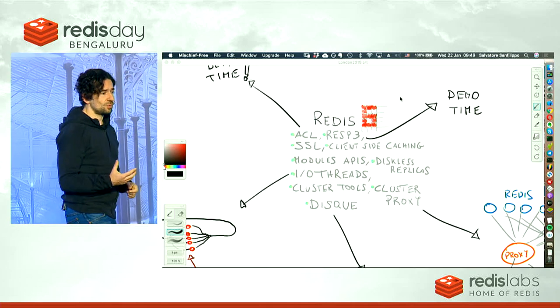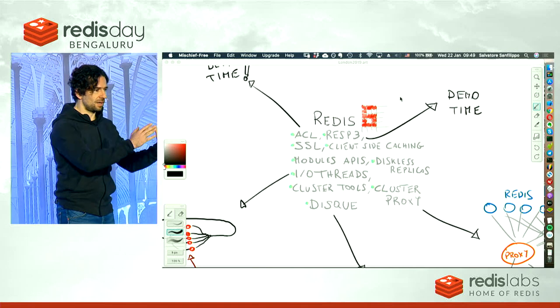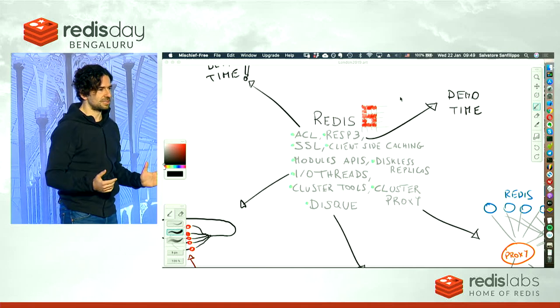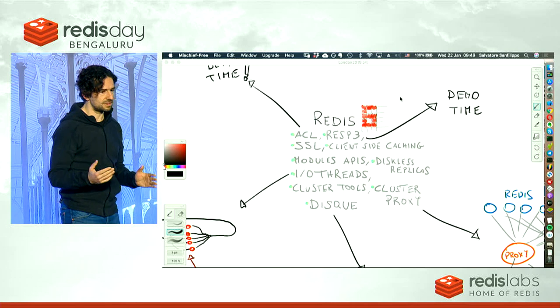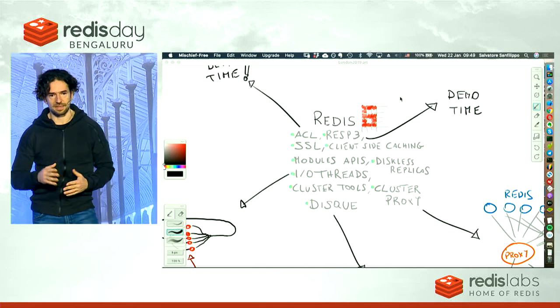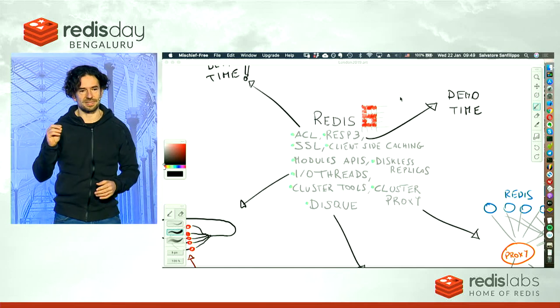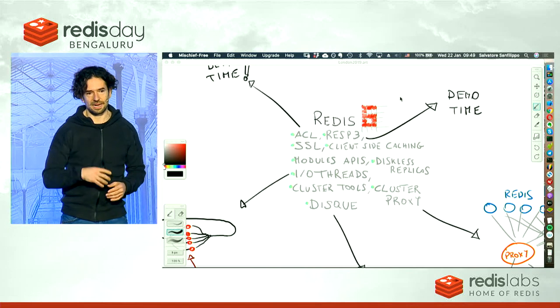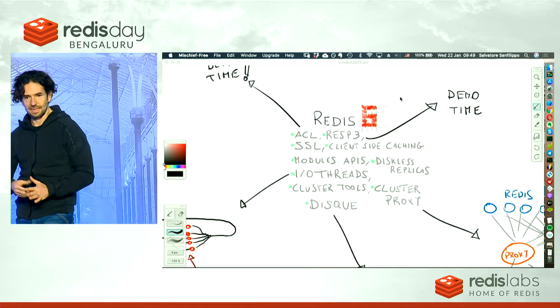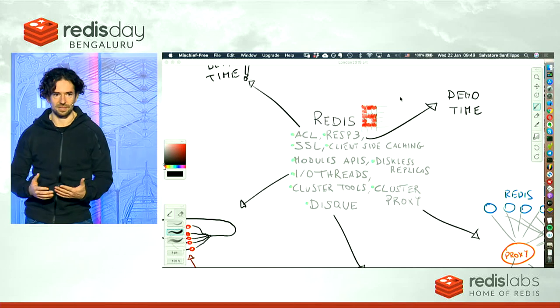So with ACLs, you can say I have five users, and each user is able to run a different set of commands. And you can even specify that a given user can access a given subset of the key space, and another user another pattern of keys, and so forth.